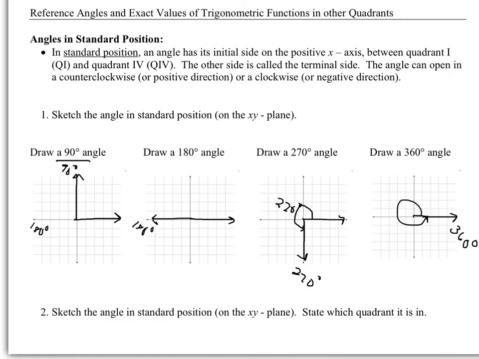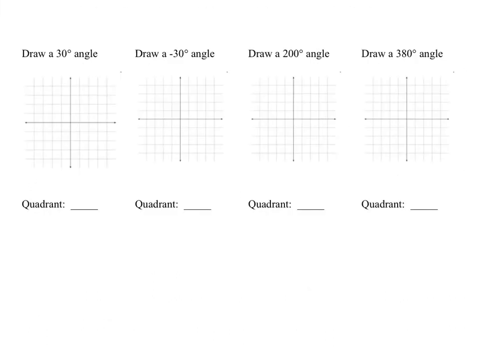Perfect. Let's do ones that aren't right on the axis line. Let's do a 30-degree angle. Again, we're going to go on the positive x-axis, and then 30 degrees is up about like that. So that would be 30 degrees. Good, and it's in quadrant 1. What does it mean by in quadrant 1? That means the terminal side of the angle, or the terminal ray of the angle, ends in quadrant 1.